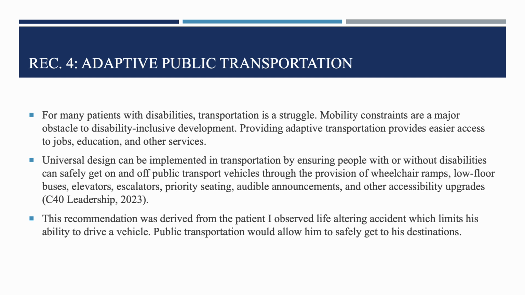Universal design can be implemented in transportation by ensuring people with or without disabilities can safely get on and off public transport vehicles through the provision of wheelchair ramps, low-floor buses, elevators, escalators, priority seating, audible announcements, and other accessibility upgrades. This recommendation was derived from the patient I observed's life-altering accident, which limits his ability to drive a vehicle. Public transportation would allow him to safely get to his destinations.